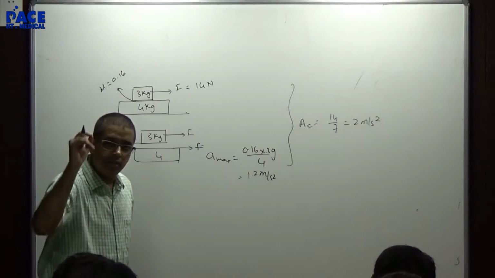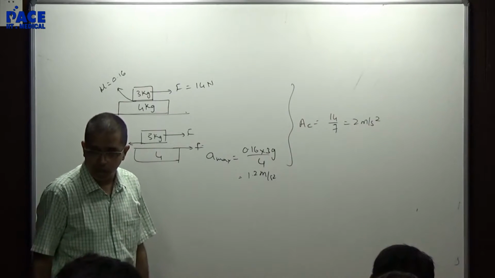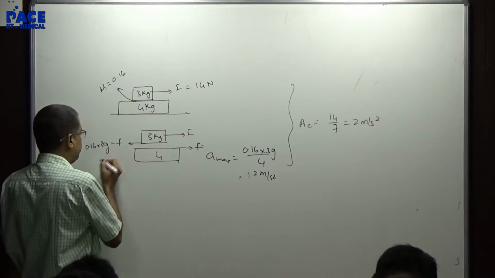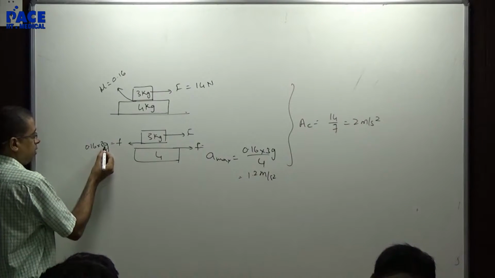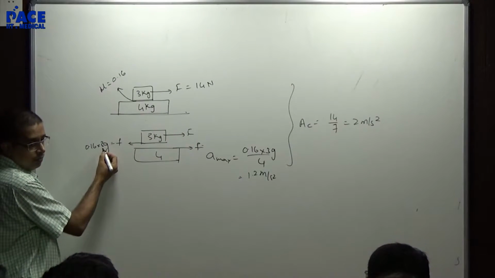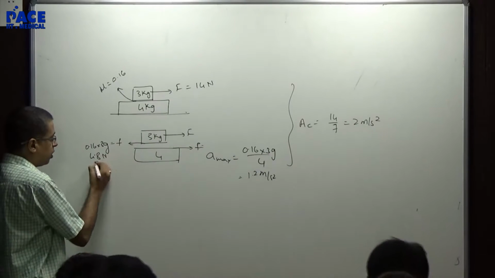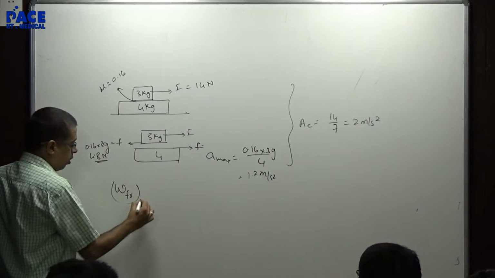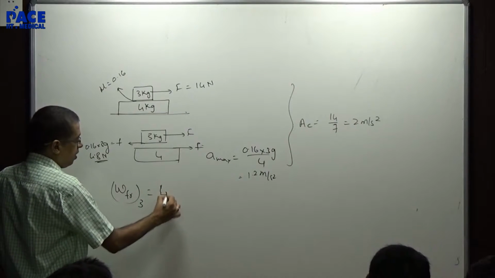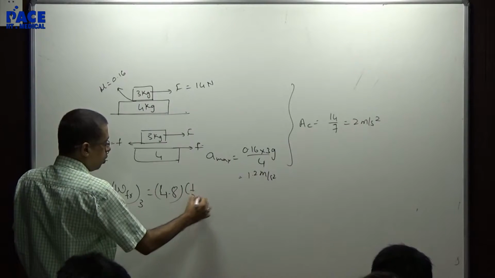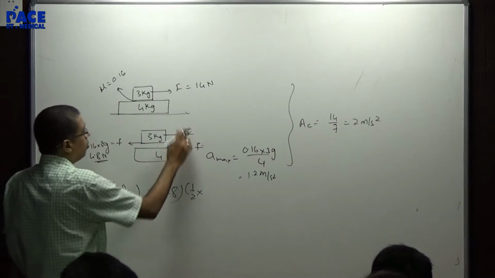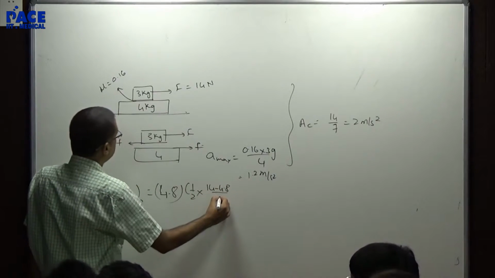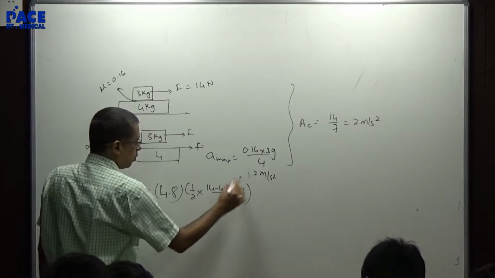So the 3 kg block will be sliding on the 4 kg block. If the 3 kg block is sliding on the 4 kg block, what is the value of friction acting? 1.6 into 3, 4.8 Newton of friction is acting on this. Work done by friction on the 3 kg block will be 4.8 into half AT square. What will A be? 14 minus 4.8 by 3 into t square.